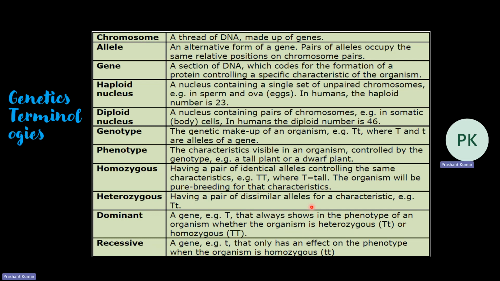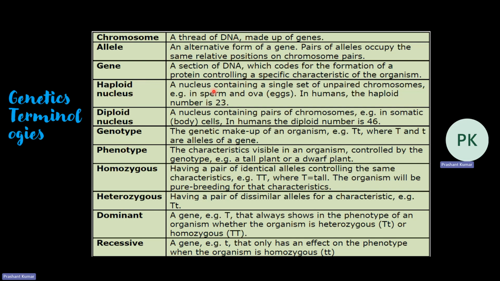In genetic terminology, when we have to understand genetic concepts, let me introduce some of the basic definitions you must know. So let's go one by one. What is a chromosome? A chromosome is a thread of DNA made up of genes. An allele is the alternate form of a gene, right? We'll talk about what is alternate form after some time. Then what is a gene? A section of DNA which codes for formation of a specific protein.